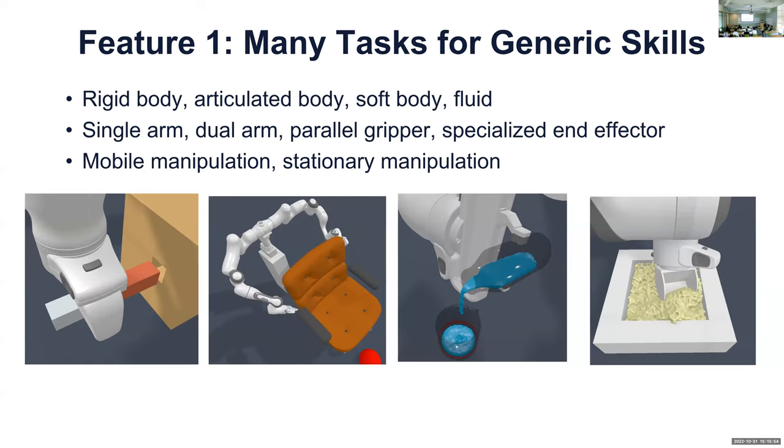So there are many features of it. First of all, as I mentioned, it supports a lot of tasks. In fact, we push ManiSkill to address many kinds of challenges in manipulation study. It supports rigid body simulation, articulated body manipulation, soft body, or fluid manipulation. It supports single arm or dual arm, with grippers including the parallel gripper or specialized end effectors. We also support mobile manipulation, which means that during interaction the robot could move, or stationary manipulation, which means that the arm is mounted on the desk.